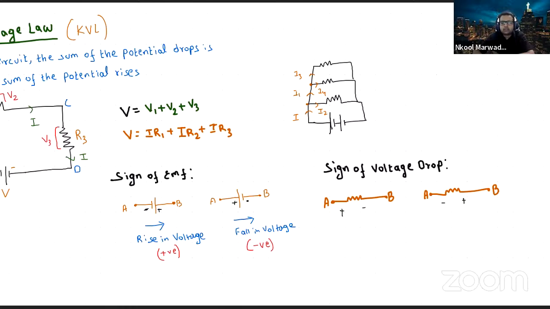So plus to minus means fall in voltage. In this direction, there is a fall in voltage. So whenever there is a fall in voltage, and why this terminal is having plus? Because this is connected to the positive terminal of the battery. This point A is connected to the positive terminal of the battery, and hence point A will be positive. And if we are going from positive to negative, fall in voltage. Fall in voltage means negative. Sign will be negative.